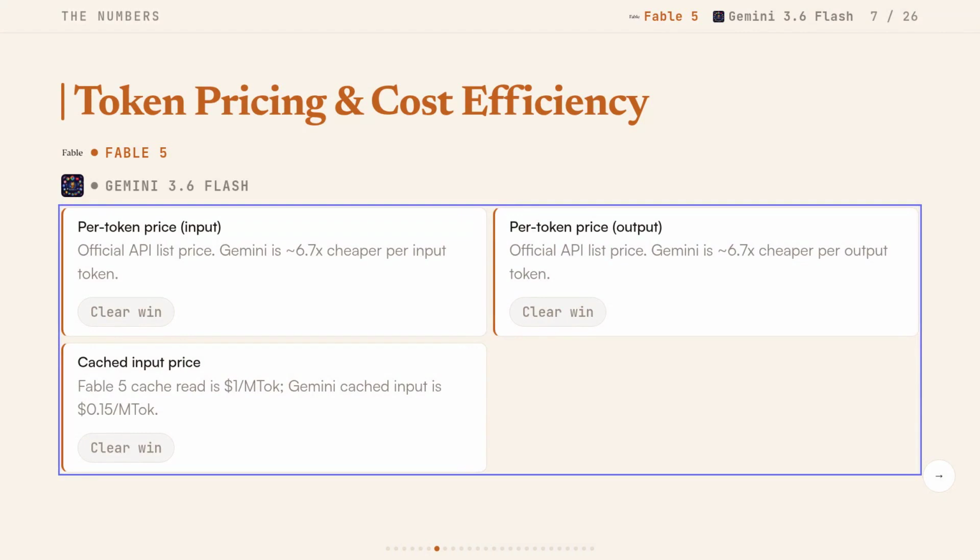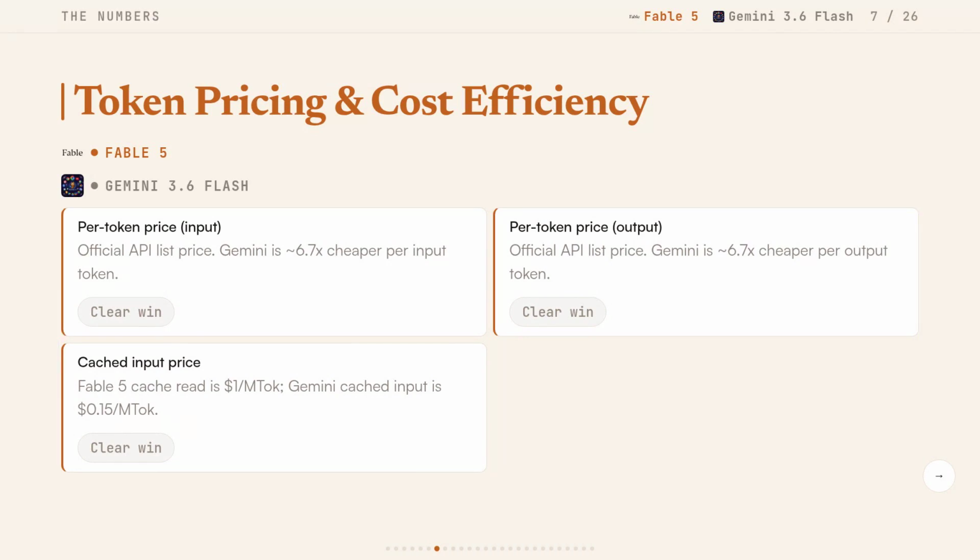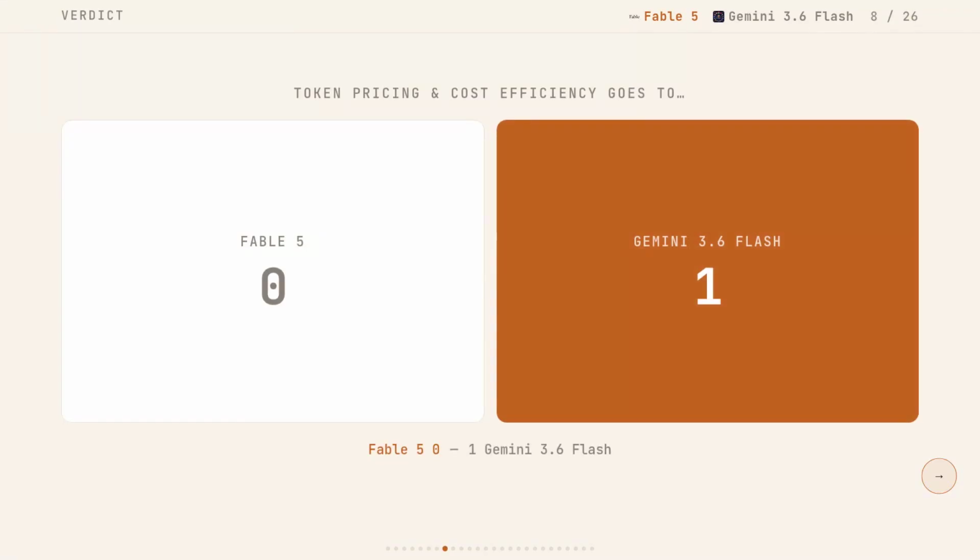Fable 5 runs $10 per million input tokens and $50 per million output. Gemini 3.6 Flash is $1.50 in and $7.50 out. That's 6.7 times cheaper on both sides, and cached input on Gemini is 85% cheaper than Fable's cache read. Gemini 3.6 Flash takes test 1, and it's not close. The cost structure alone makes Fable 5 hard to justify for volume work. I was expecting a gap, but 6.7 times cheaper across every pricing tier is a blowout. That puts Gemini 3.6 Flash up 1-0.